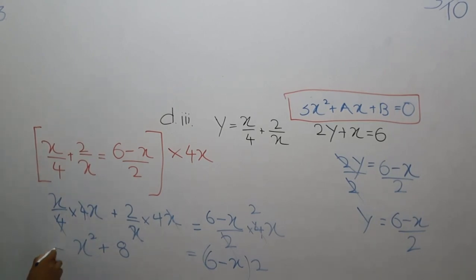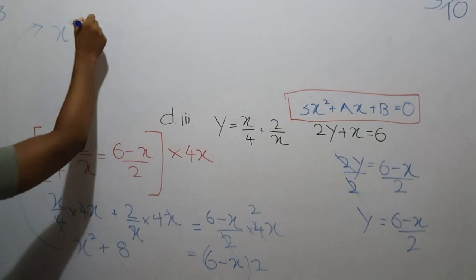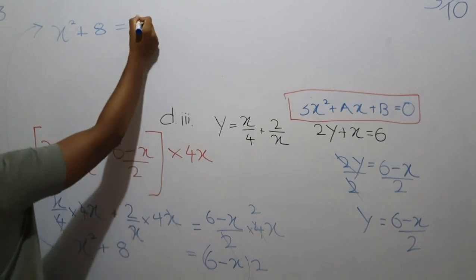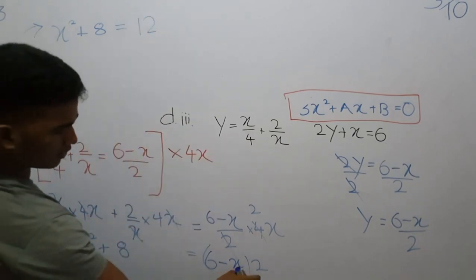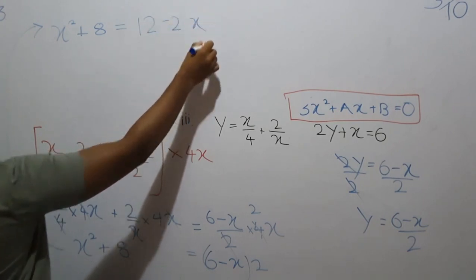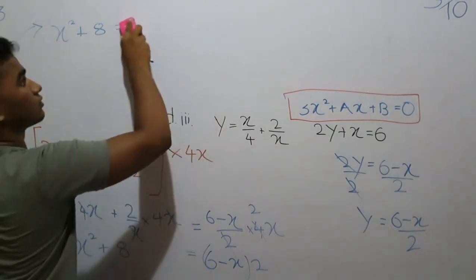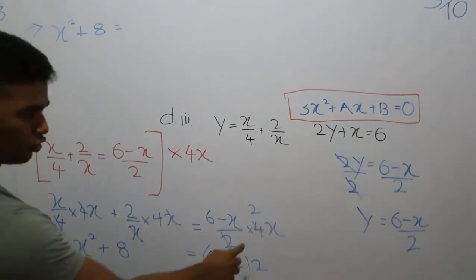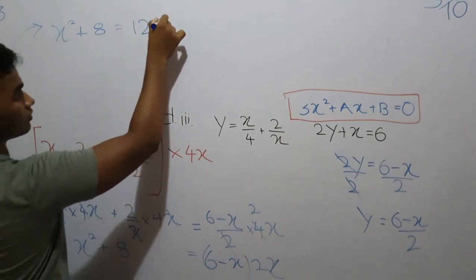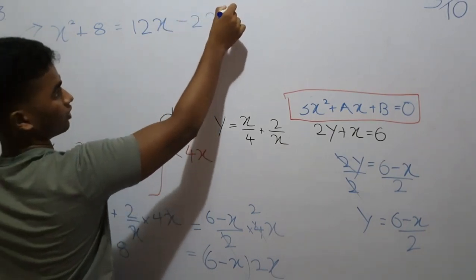So I'll do a simplification at the top. X square plus 8 equals 2 into 6 is 12 and 2 into minus 6 is minus 2x. I have made a mistake. So 2x into 6 is 12x, and 2x into minus x is minus 2x square.